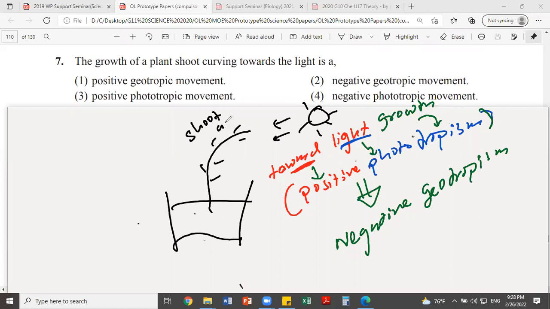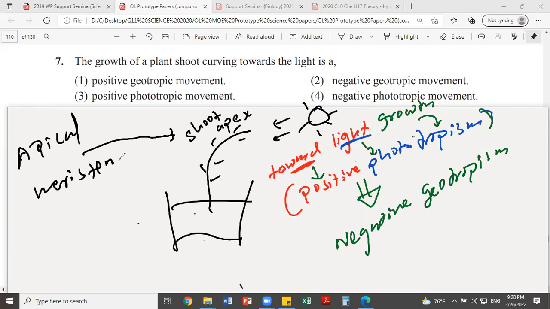Shoot apex is also known as what? Apical meristem. The shoot apex comes under which type of plant tissue? Apical meristem, meristematic tissues. Actually there's a plant hormone released by the shoot apex. It travels more toward the shaded side.